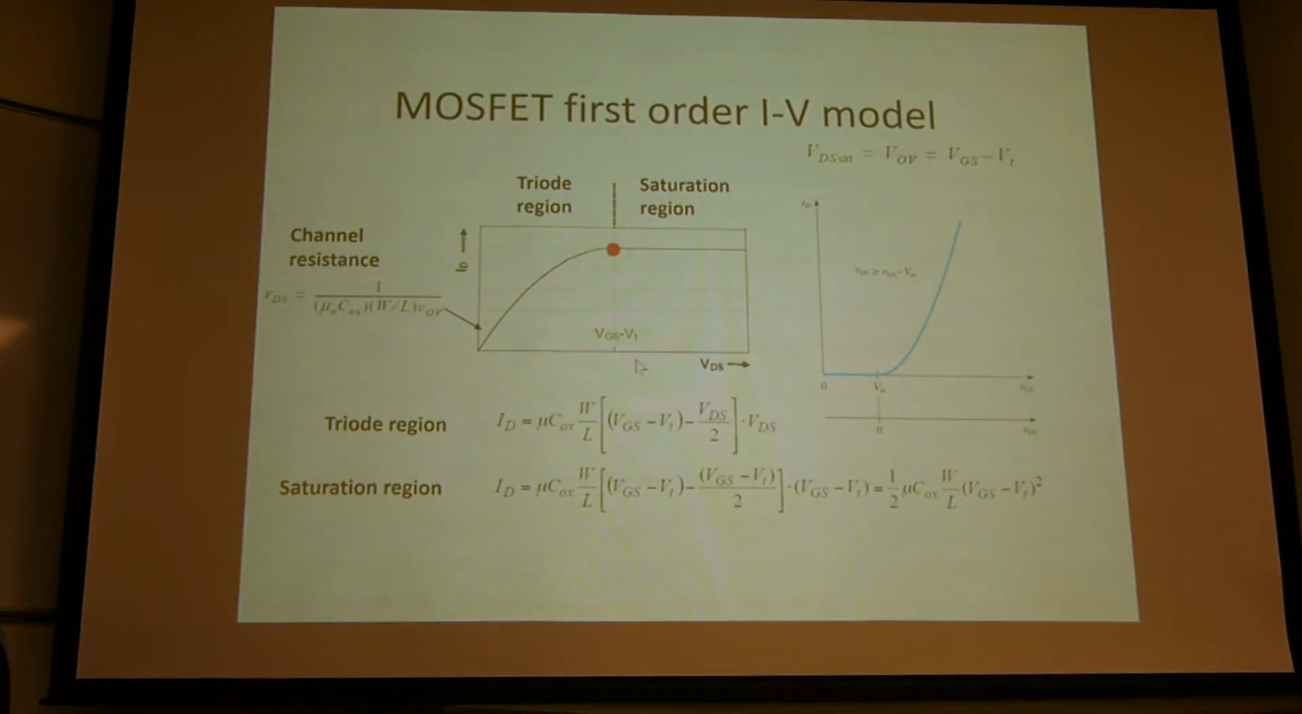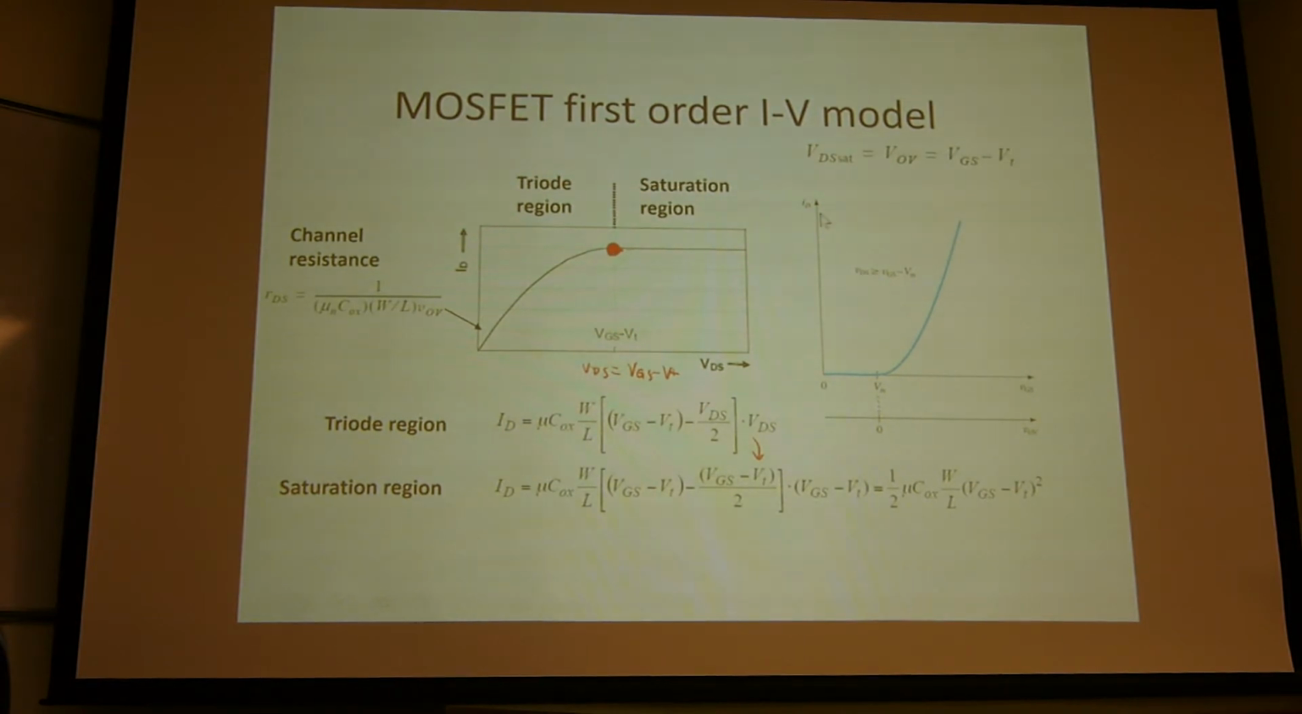And then if we plug in this condition, when the VDS equals VGS minus VT, you plug in VDS equals VGS minus VT, then you will get the saturation current, which is the square law. It's half mu COX W over L, and VGS minus VT squared. That is this current.